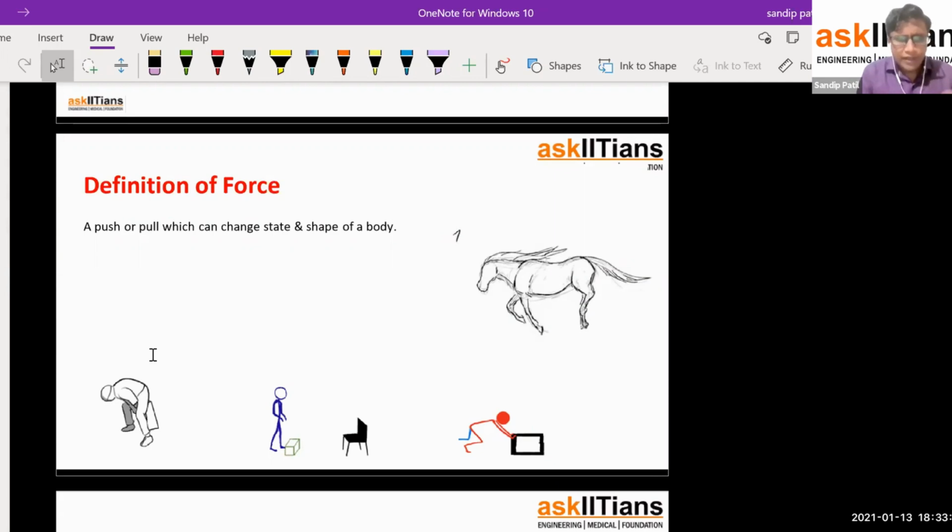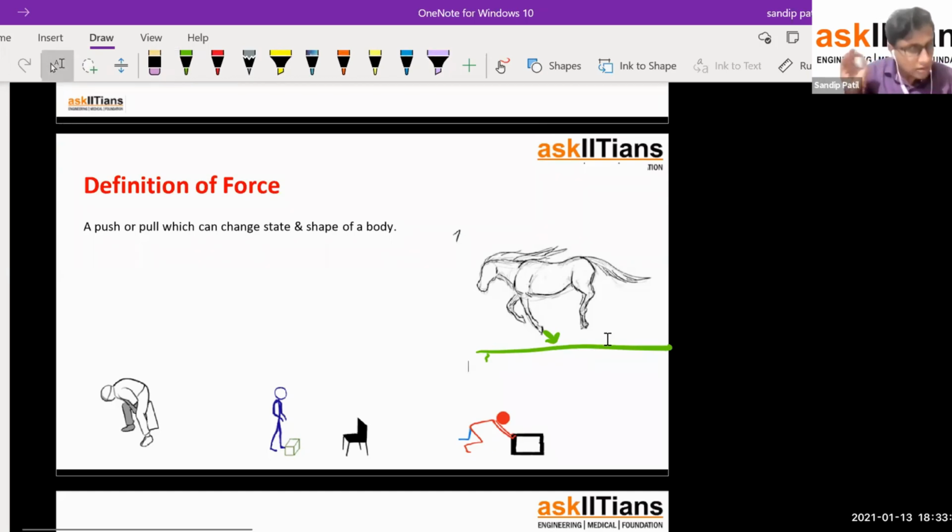Okay, you have already seen this. Here you can also see some examples. A horse is running. Obviously, he needs to push the ground here, right? So he is pushing the ground. Obviously the ground is not going to move, but if the horse is pushing the ground, the ground will also push him, right? You must have heard Newton's third law of motion.